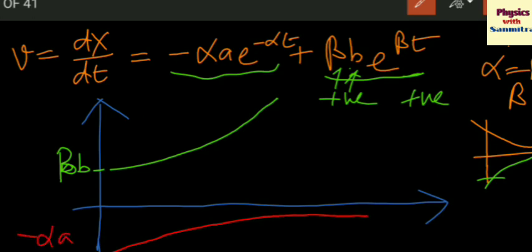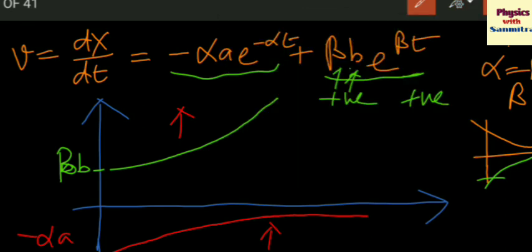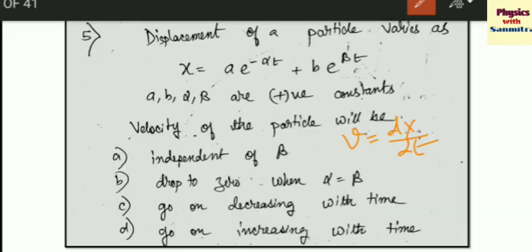So this is also an increasing function and this is also an increasing function. So two increasing functions will add up to give an increasing function, say something like this. It will be increasing. So velocity will go on increasing with time. So our correct option is option D.